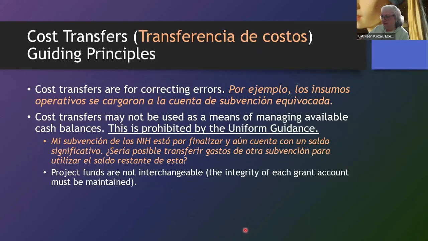Again, cost transfers, these are the guiding principles. They are for correcting errors. For example, since we know that you're going to start reviewing grant accounts on a monthly basis with your principal investigators, you still may find that there is an error. For example, you might discover that operating supplies were charged to the wrong grant account. This, of course, needs to be corrected.